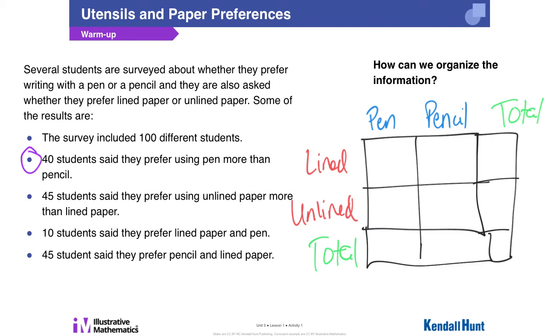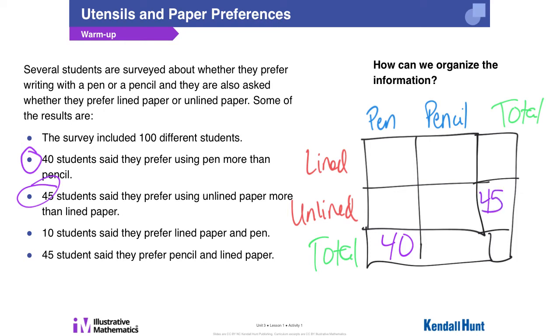If 40 students said they prefer using pen more than pencil, that means that the total students that used pen is going to be 40. And the next bullet point says that 45 students said they prefer using unlined paper more than lined paper. So that means the total students that used unlined paper would be 45.